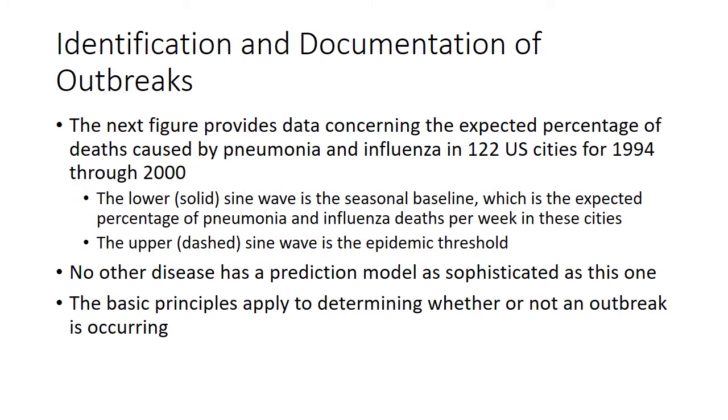The next graph we're going to look at is pneumonia and influenza deaths in many cities over a 6-year period. The lower line is the expected frequencies based on historical data, and the upper dashed line is the epidemic threshold. Anything above that would be considered an epidemic, abnormal based on the normal variation in that baseline pattern. Typically, flu and pneumonia have the most sophisticated prediction models, basically because they have the most research and experience behind them.